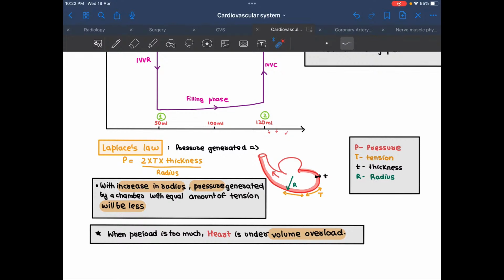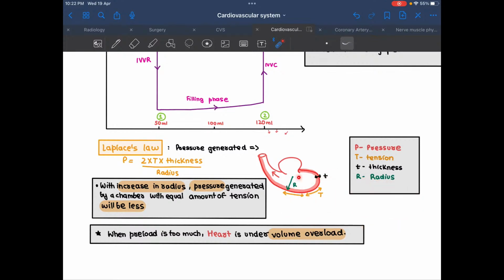In case we are assuming the heart to be a circle, or even in the case of alveoli, we take it to be a circle. So in this case the Laplace law states that pressure is equal to 2 times the tension times the thickness divided by the radius. All right, divided by the radius. So what are the ramifications of this?